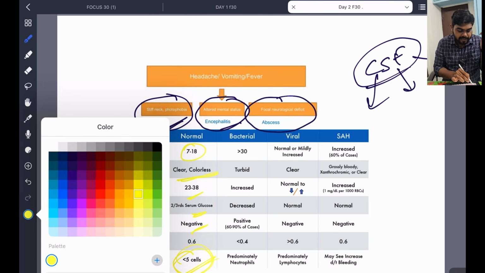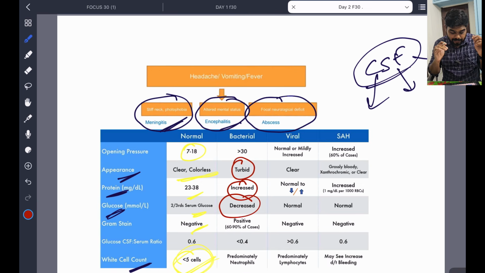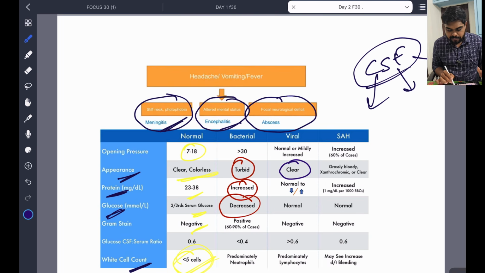Okay, but this is completely changing in bacterial. The pressure is increasing, the appearance will become turbid, protein levels are increased and glucose is decreased. Okay, very important, protein levels are increased and glucose is decreased. Okay, now come to viral. Here the CSF is clear and the protein level will be normal, maybe slightly increased or slightly decreased, not that much change, and glucose is normal, and gram stain is negative.